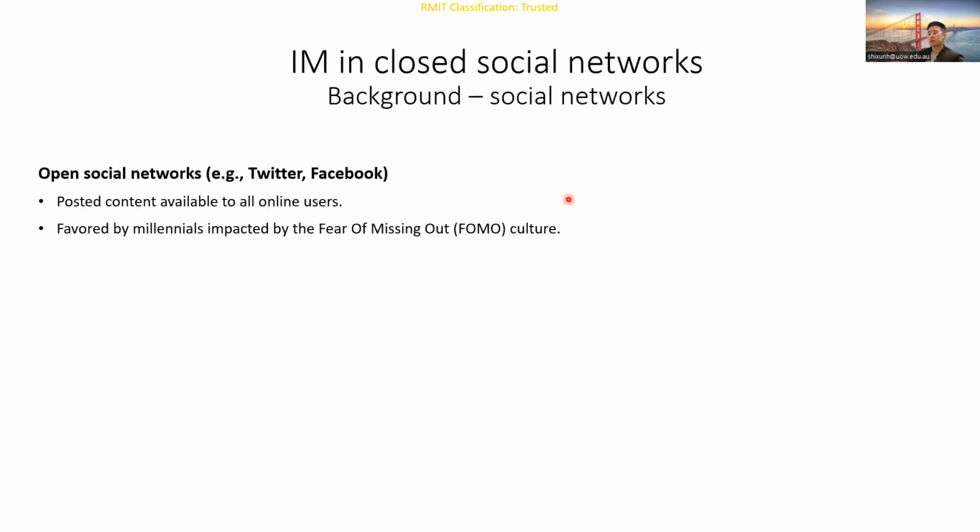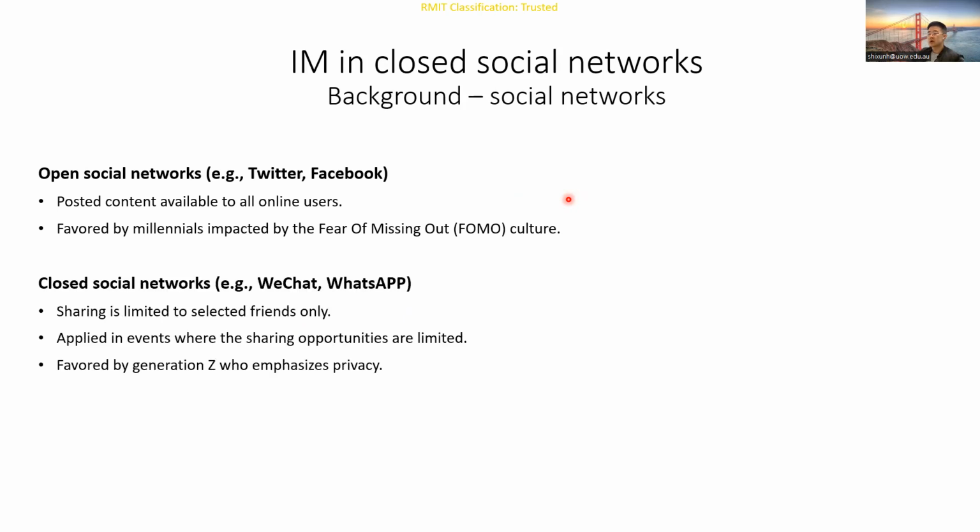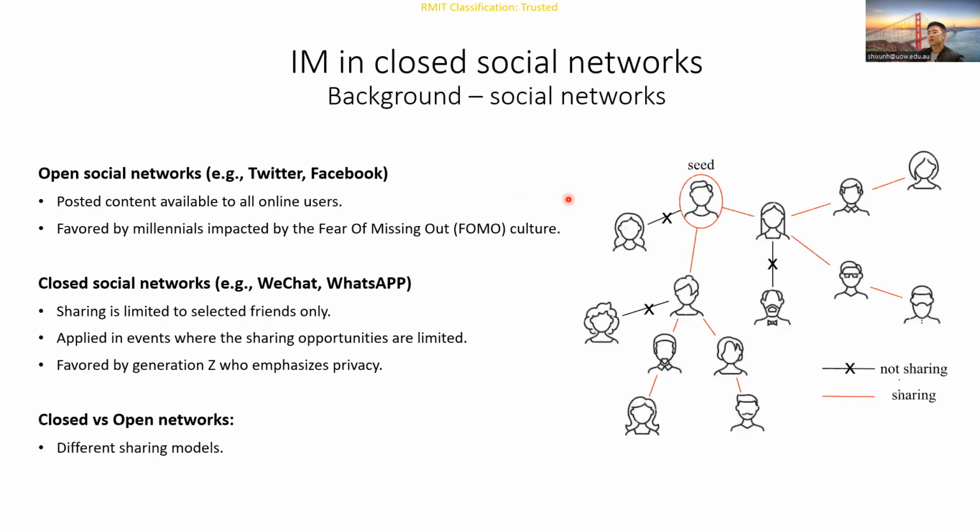Many existing social networks are open, meaning that the posted message is available to all online users. However, closed social networks are becoming more and more popular. In those networks, messages are only shared with limited friends. This sharing model is favored by Generation Z, who emphasize privacy. The main difference between closed and open social networks relies on the sharing model instead of the network topology.